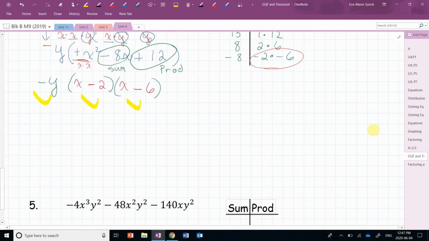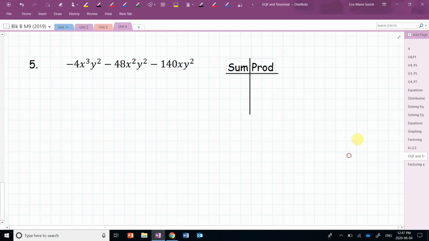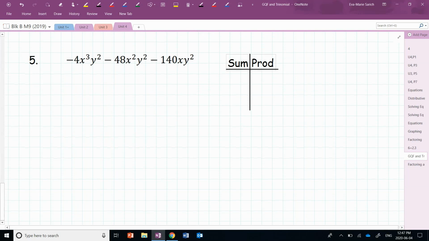All right, ladies and gentlemen. Oh, I do have one more. Oh, this is a most difficult one. The numbers are bigger. And again, we've got a negative in the first term.